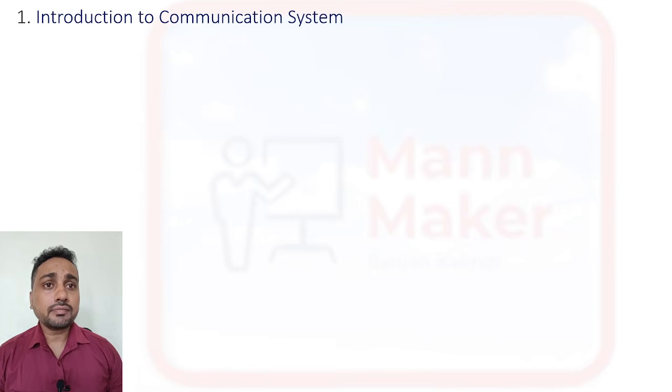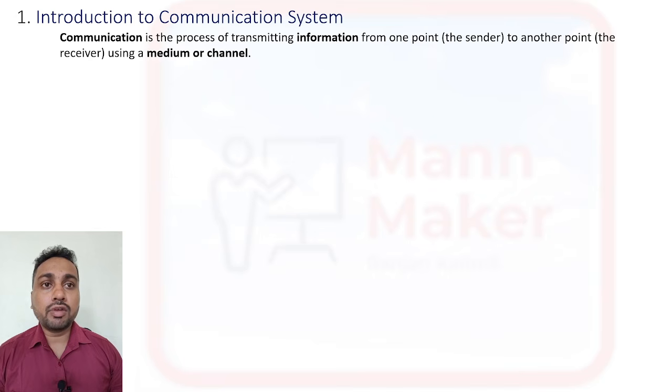All right, so we'll start from the beginning, communication system. Generally, when we talk about communication system, communication means what? It is the way of exchanging our information. By definition, communication is the process of transmitting information from one point, that is your sender, to another point, that is your receiver, using a medium or a channel. It is the way to exchange our information.